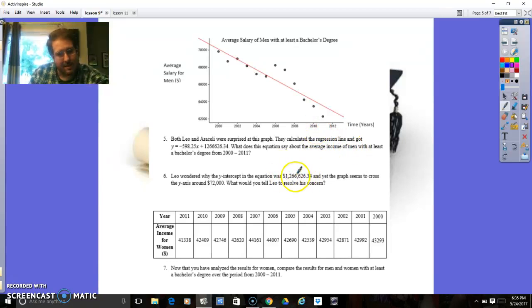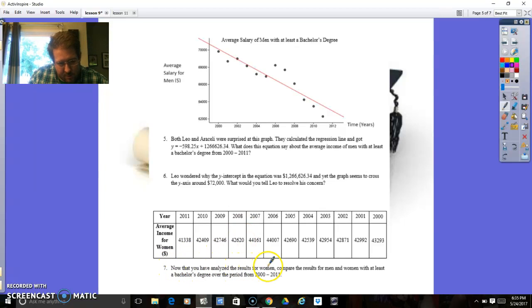So that would not make sense in the context of the question, which is the reason why anytime I'm dealing with time, I always change time from years into years since something else. So therefore, your y-intercept makes more sense, because this y-intercept doesn't make any sense in the context of the question.